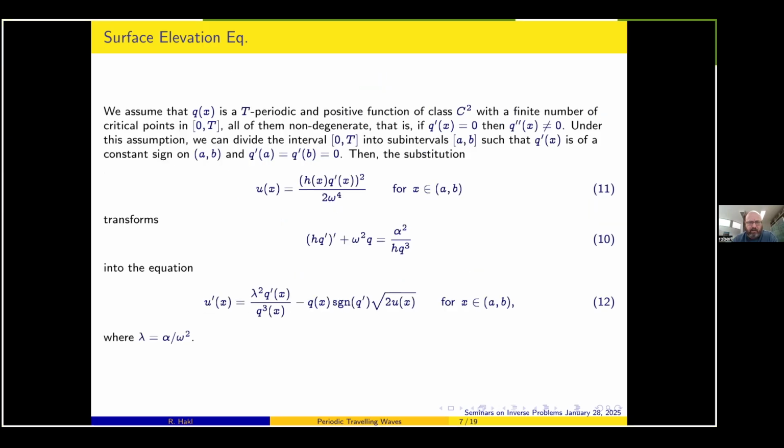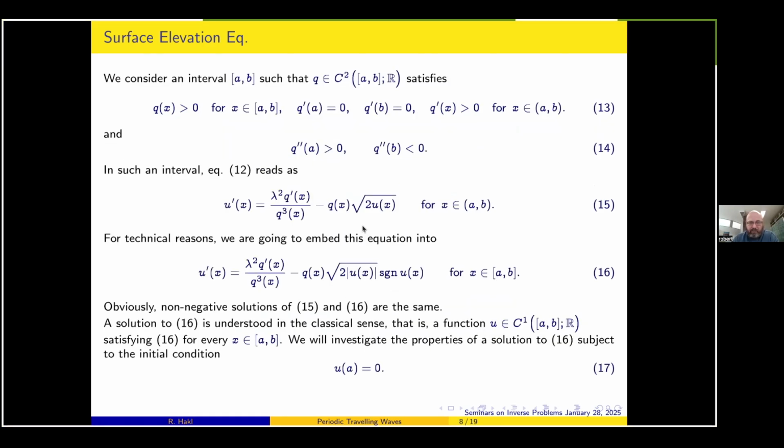Because if we go back to this transformation 11, we have prescribed Q and we are interested in the function H. So if we are looking for the solution H that is positive, then because Q prime at the endpoints is 0, necessarily U also has to be 0 at the endpoints. Yes, and then some limit must be calculated also.